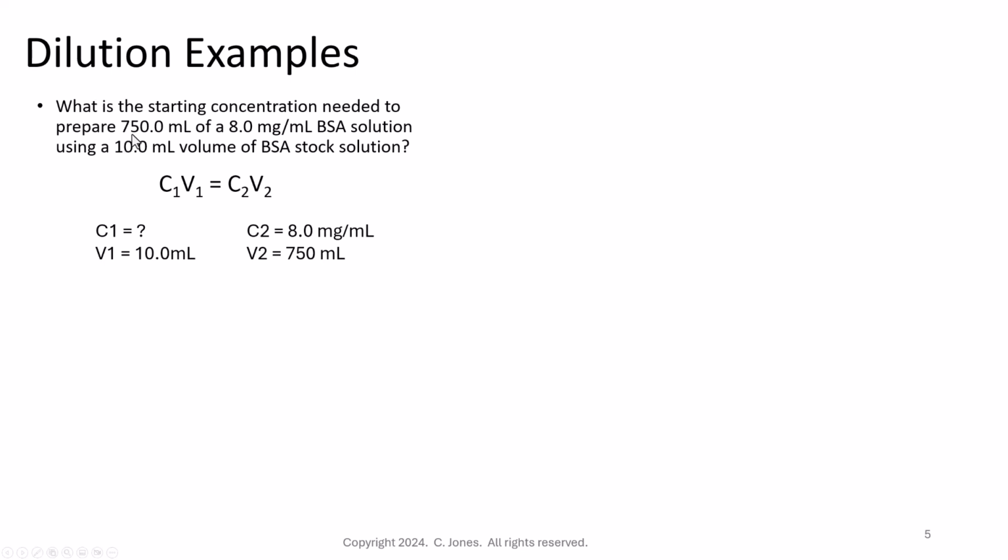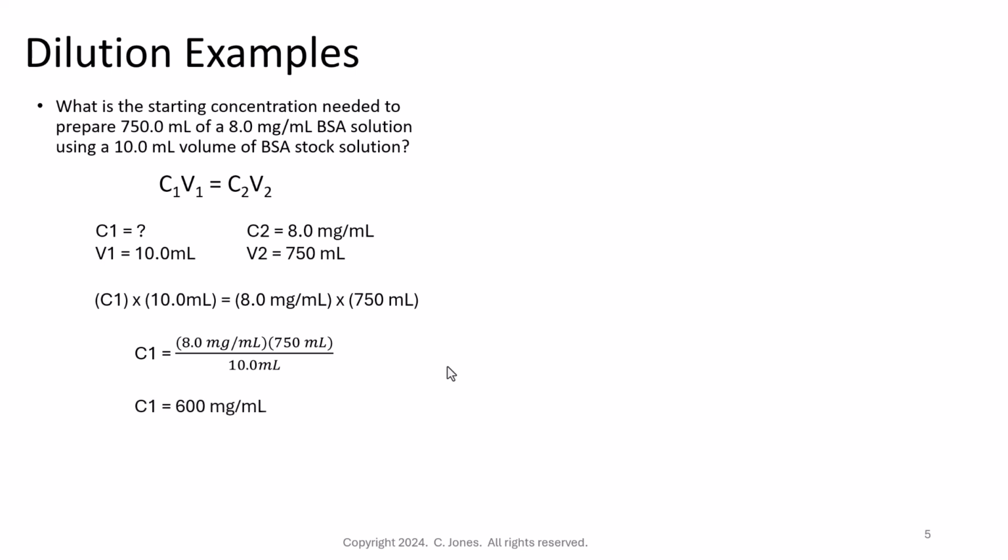We're going to prepare 750 mL, so we're ending up with 750 mL of 8.0 milligrams per mL. These are coupled in the same sentence, so C2 is going to be 8.0 milligrams per mL. Now we're just going to plug this value into our C1V1 equals C2V2. We need to solve for C1, so we divide both sides of the equation by 10. Here's our expression. Plug this into the calculator, and we come up with our answer of 600 milligrams per mL.